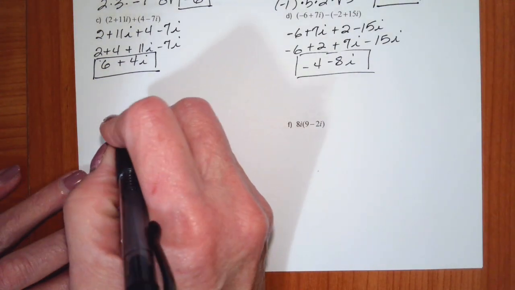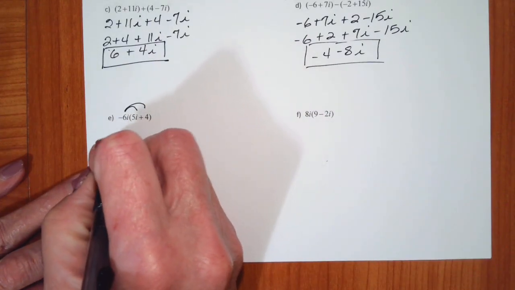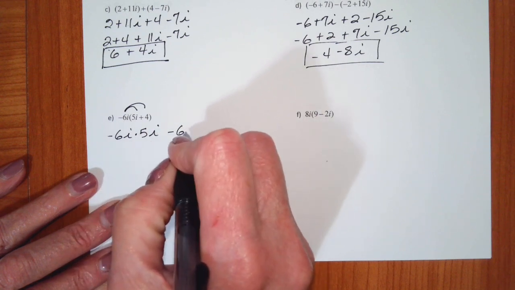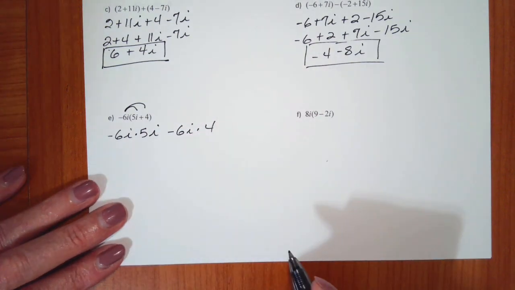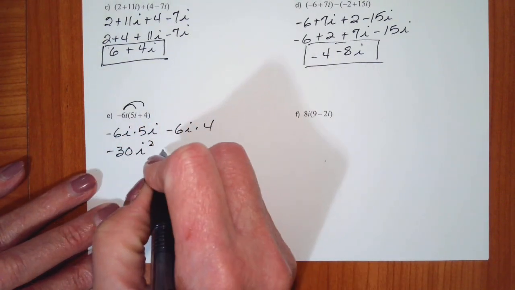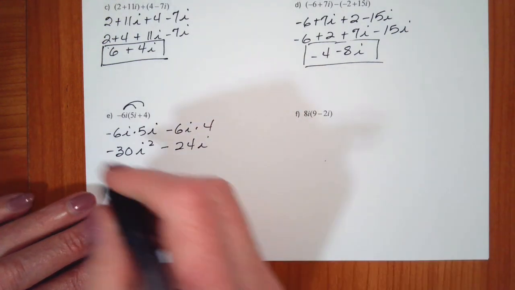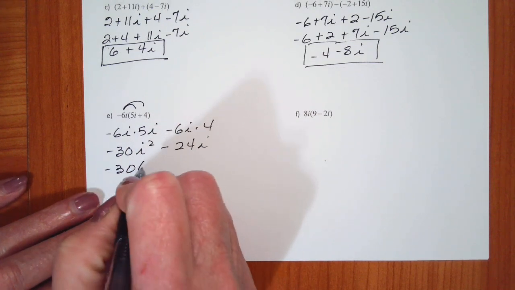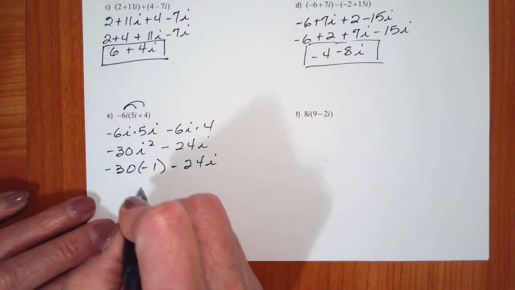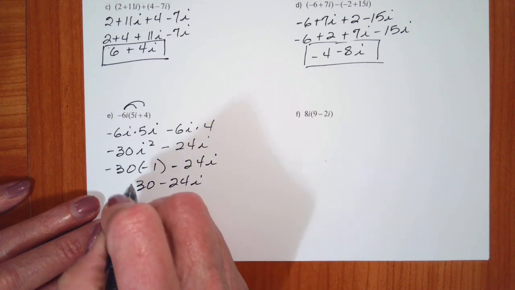If I'm multiplying, same thing. Same procedure that we've always done, we just distribute. So this becomes -6i times 5i minus 6i times 4. This gives me -30i squared minus 24i. So this is -30 times -1. i squared is -1, minus 24i. So that's 30 minus 24i.